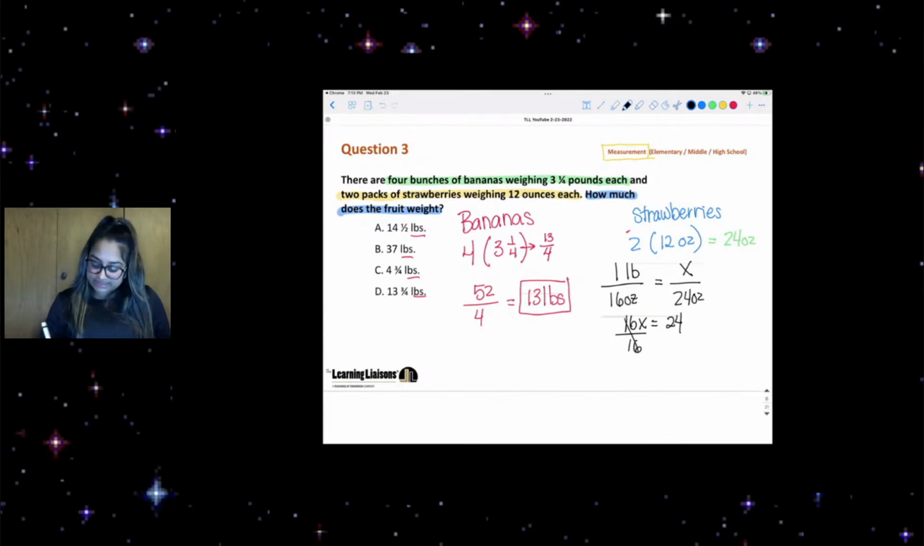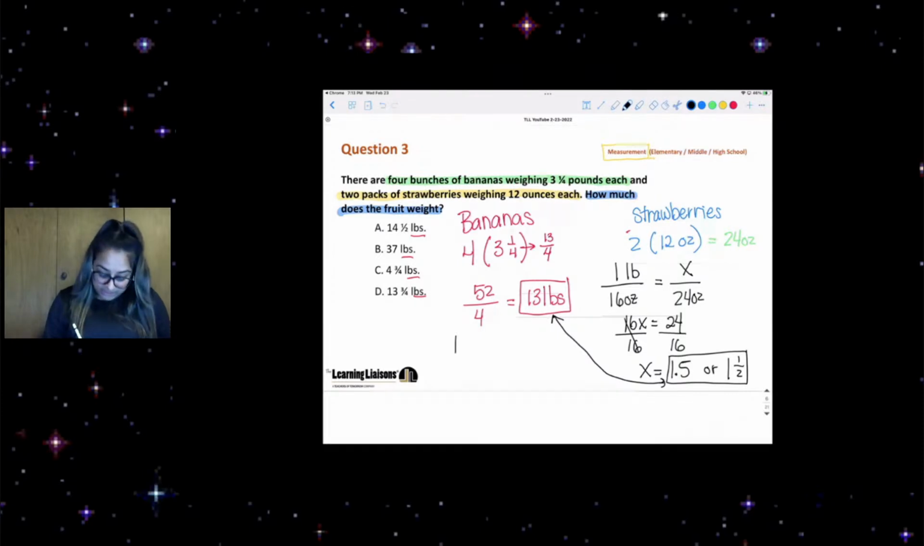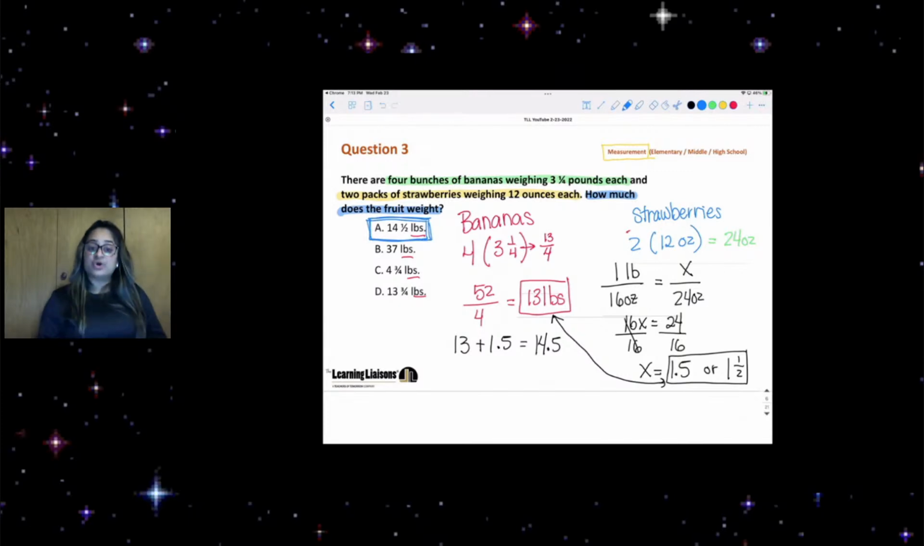Divide both sides by 16, and x is equal to what? 1.5. Okay, well, now that this is my pounds, and I know that those are also my pounds, I'm going to put them together to get my total. So I'm going to have 13 pounds plus 1.5 pounds to get 14.5 pounds, which is the same as saying A, 14.5 pounds. Winner, winner, chicken dinner.